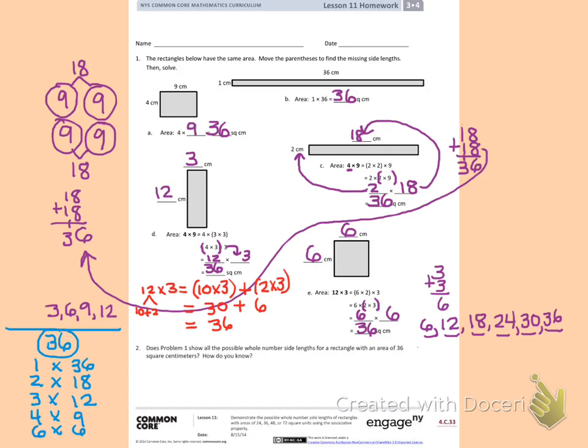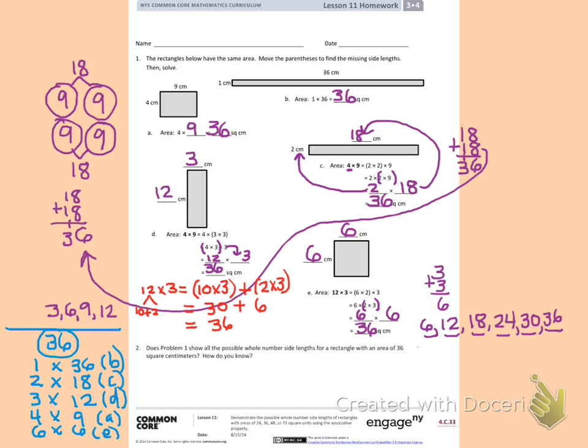Now, I just need to look at the top. Do we have a 1 by 36? Yes, we do. That's item B. So I'll put a B here. Do we have a 2 by 18? Yes, we do. That's item C. So I'll put a C there. Do we have a 3 by 12? Yes, we do. That's item D. So I'll put a D there. Do we have a 4 by 9? Yes, we do. That's item A. So I'll put an A there. And do we have a 6 by 6? Yes, we do. So I'll put an E there.